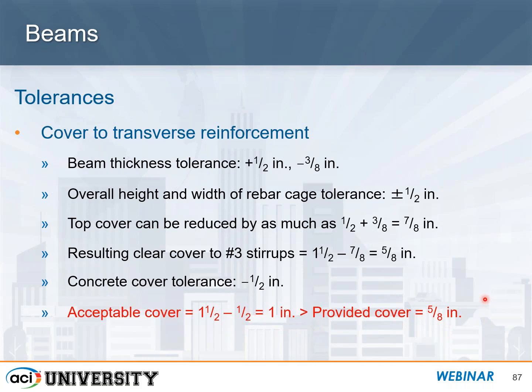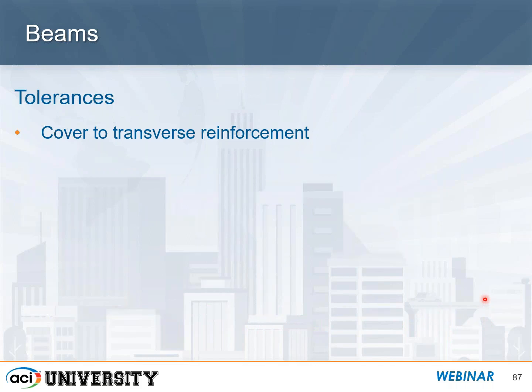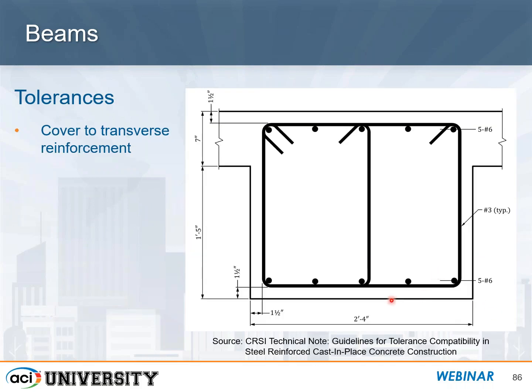And here would be a great place, if at all possible, to adjust the formwork in the field if this is found. If this is a pre-assembled cage, it's going to be very difficult to try to make the reinforcement move up to get that additional cover.